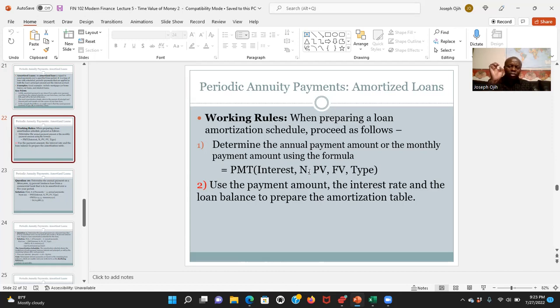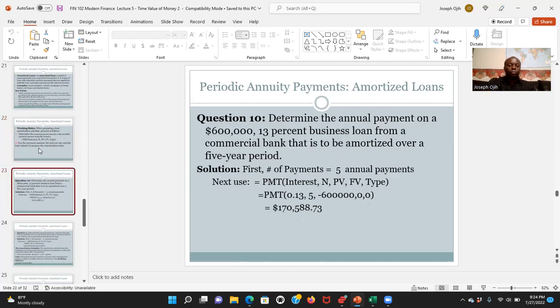Then after you determine the amount you pay every month, or the amount you pay every year, the next thing is to use that amount, the interest rate and the loan balance to prepare the amortization table. Because of this, I'll first give you an example on how to find the monthly or yearly payment. After that, I'll do two examples that involve the preparation of the amortization schedule.